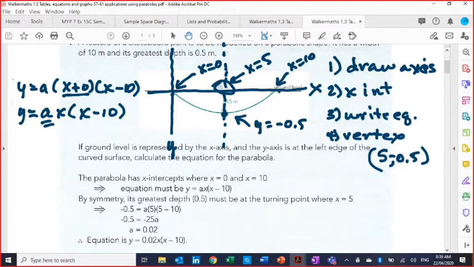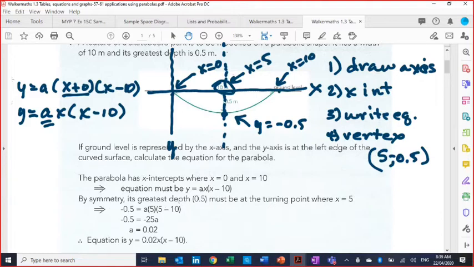Don't just use the numbers that they put on there. Make sure you think about where they're located in relation to the x and y axes. Okay? Now, then we'll just plug those into the equation and solve it for a.